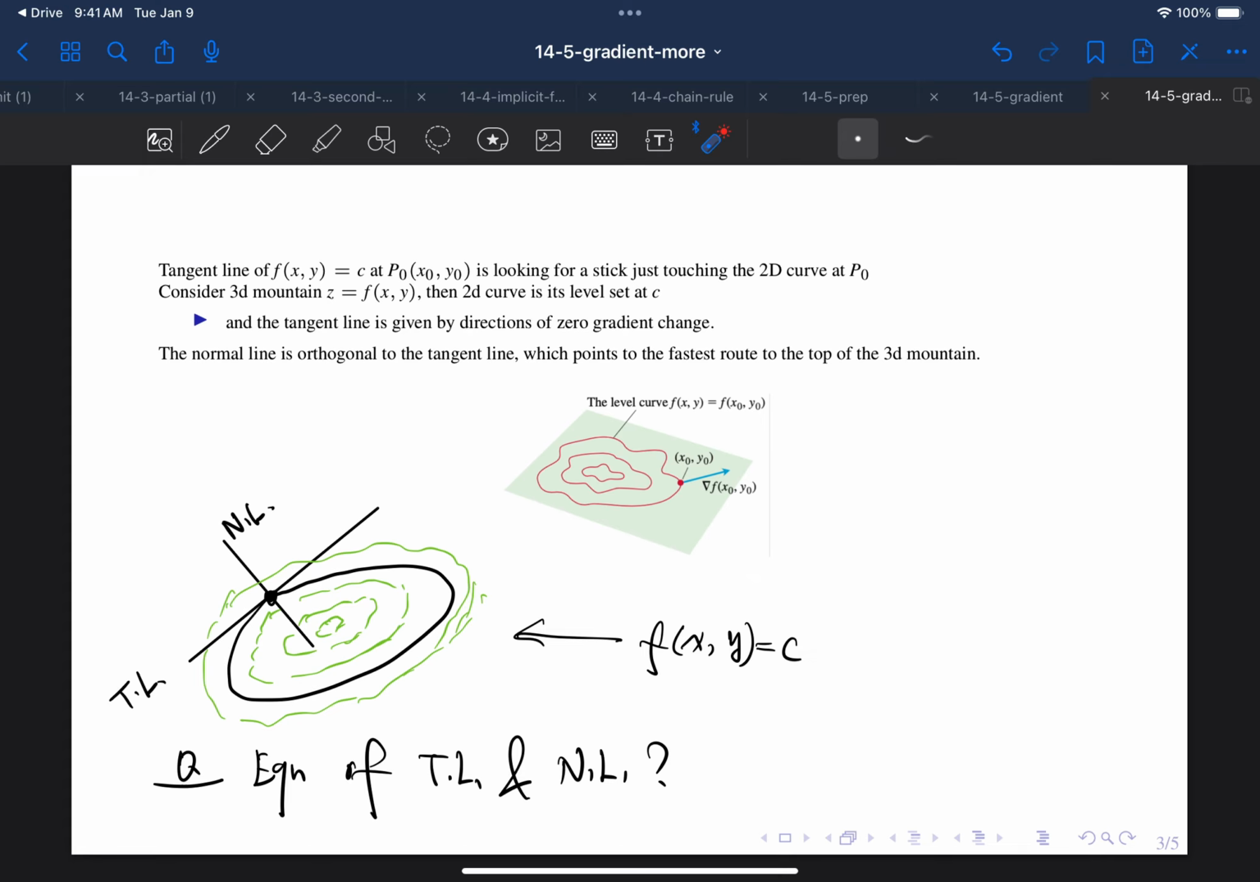This is the level set of the entire surface at the level c. c is the level of this curve. And the whole 3D surface is z equals f of x, y.